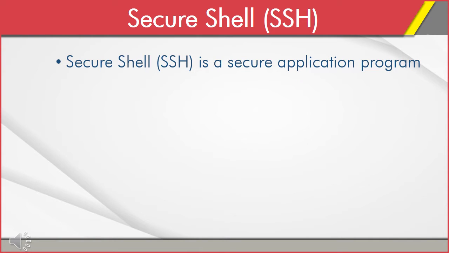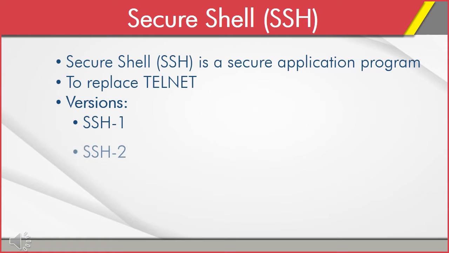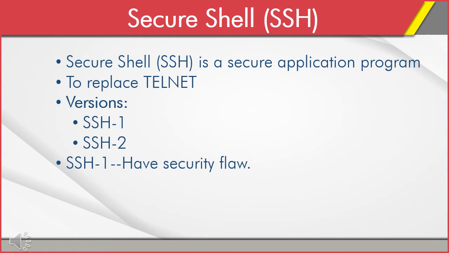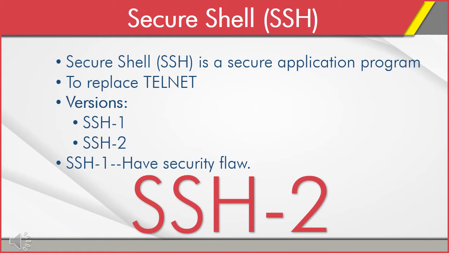Secure Shell is a secure application program that can be used today for several purposes such as remote logging and file transfer. It was originally designed to replace Telnet. There are two versions of SSH, SSH 1 and SSH 2, which are totally incompatible. The first version, SSH 1, is now deprecated because of security flaws in it. So we will be seeing SSH 2 in this video.